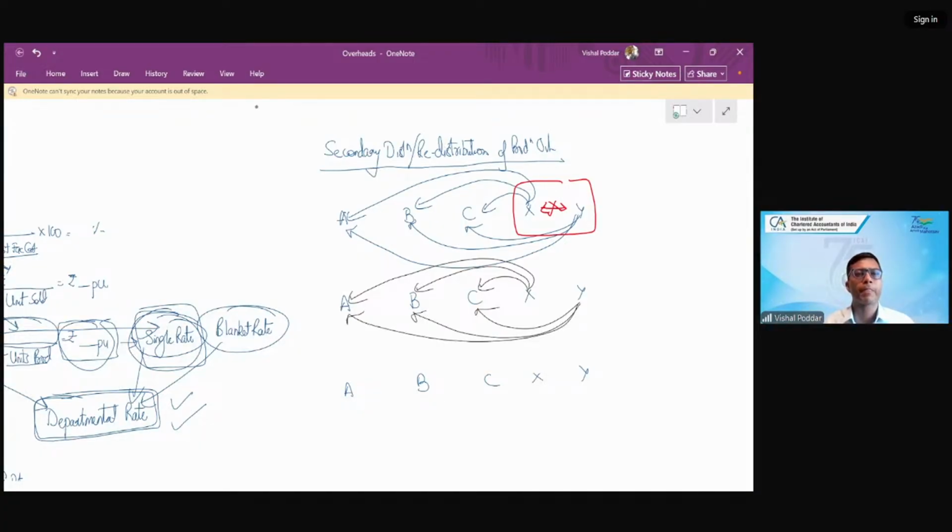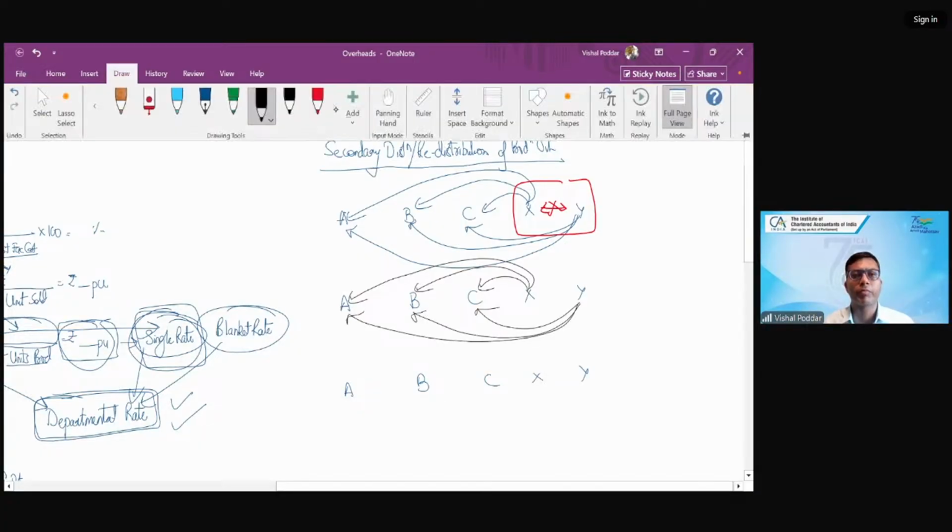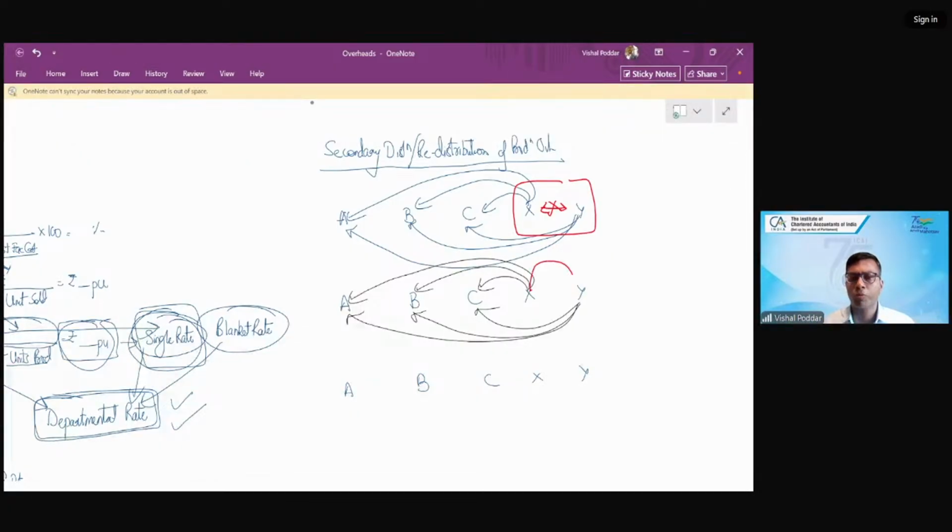Second possibility is they are providing services to the production departments, but one of them, let us say X, is also providing services to Y. Now, in our example, how is it possible practically? So in our example, X is the stores department, Y is the maintenance department.